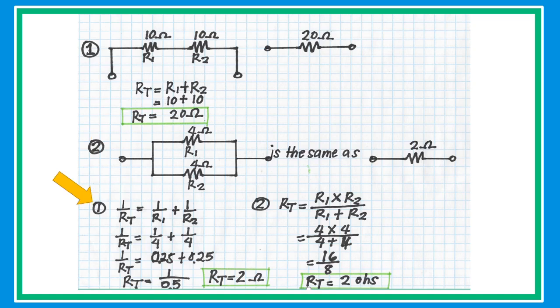1 over RT equals 1 over R1 plus 1 over R2 plus 1 over R3 and so on. And if we have two resistors connected in parallel, we have a special formula. RT equals R1 times R2 over R1 plus R2. Then just simply substitute the value of the resistor to get the value of the equivalent resistance.